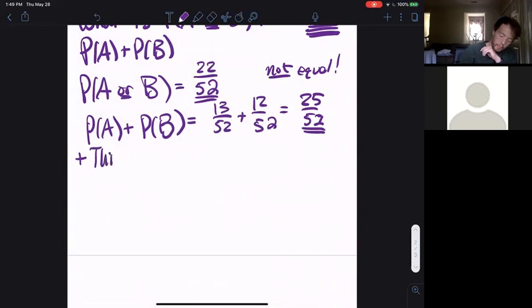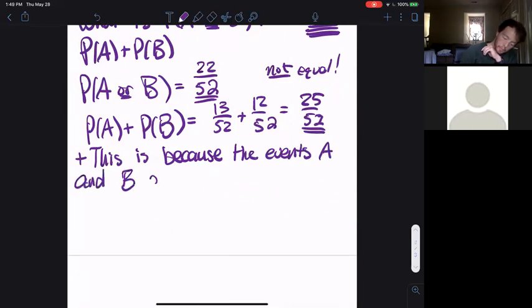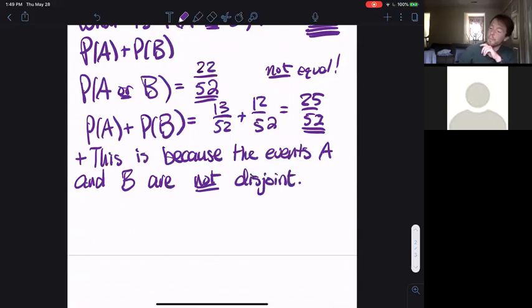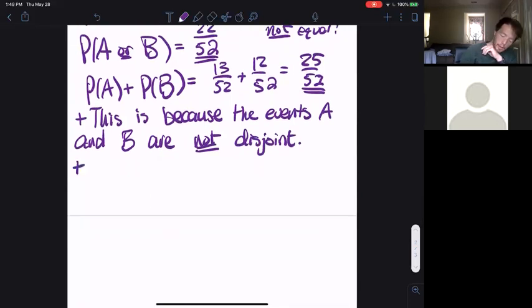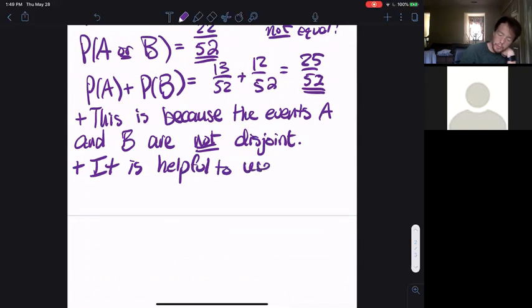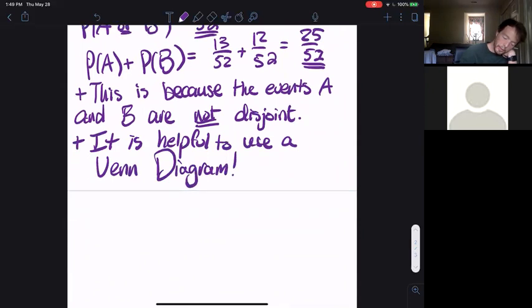So this is because they are not disjoint. Okay. When dealing with problems like this, so when you want to think about, are these events disjoint or not disjoint? What probability should I be adding together? What probability shouldn't I be adding together? It is helpful to use a Venn diagram. That's the next topic.